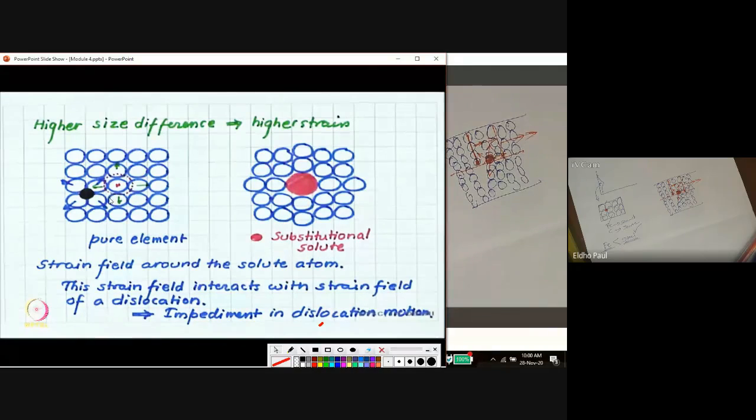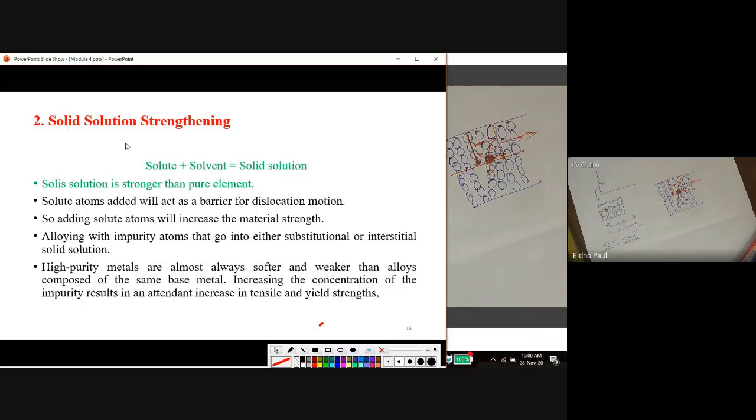So this is the substitutional solute solution, interstitial solute solution. A stress field is created, and the stress field arrests the movement and motion of dislocations. That is the main core of solute solution strengthening. That is actually what we do in alloying.